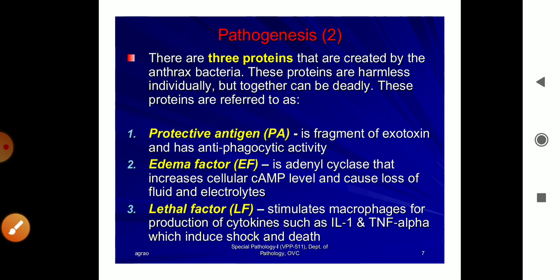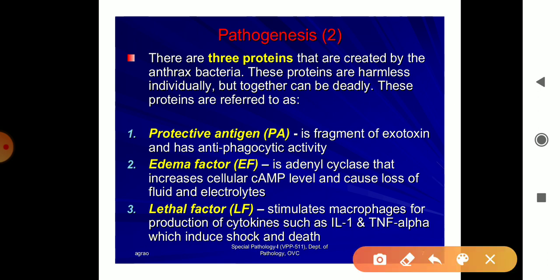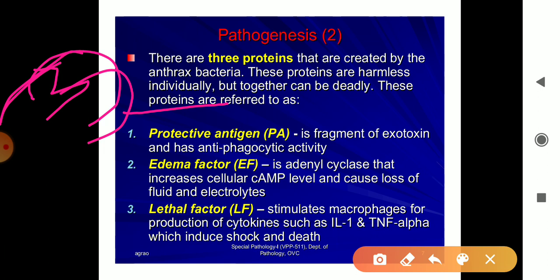Coming to the pathogenesis, there are proteins present in the bacteria that are responsible for this disease. Three types of protein are very important. When all are together they cause the disease; when one is left, the other two can still cause the disease. What are these proteins or antigens? The protective antigen, the edema factor, and the lethal factor.